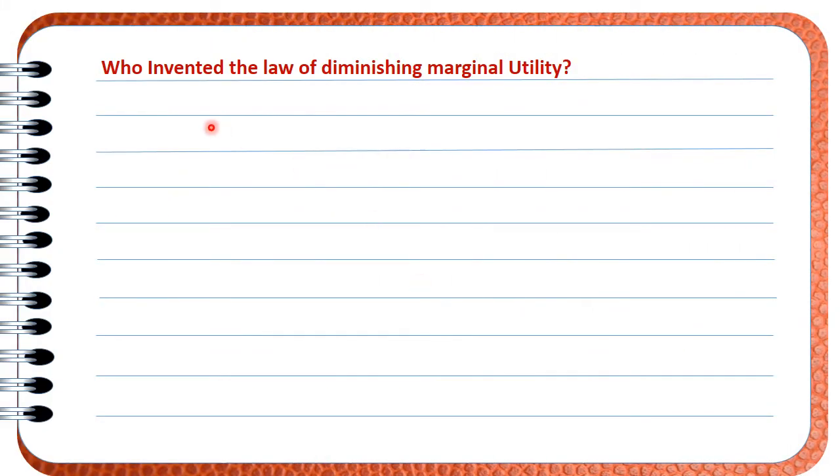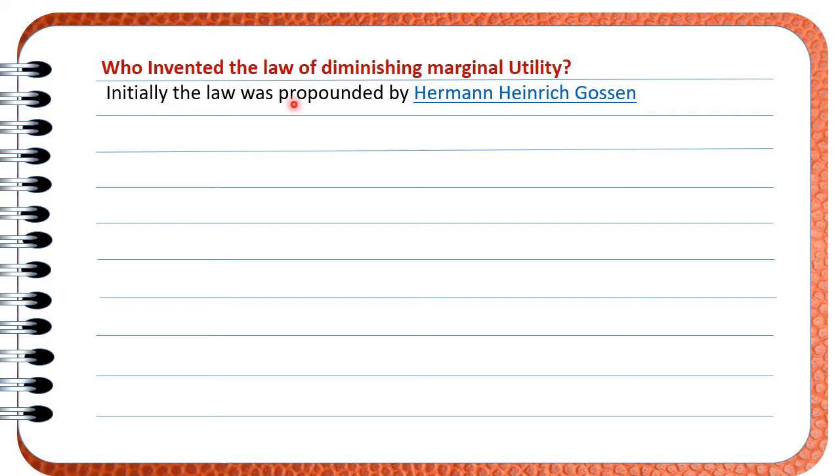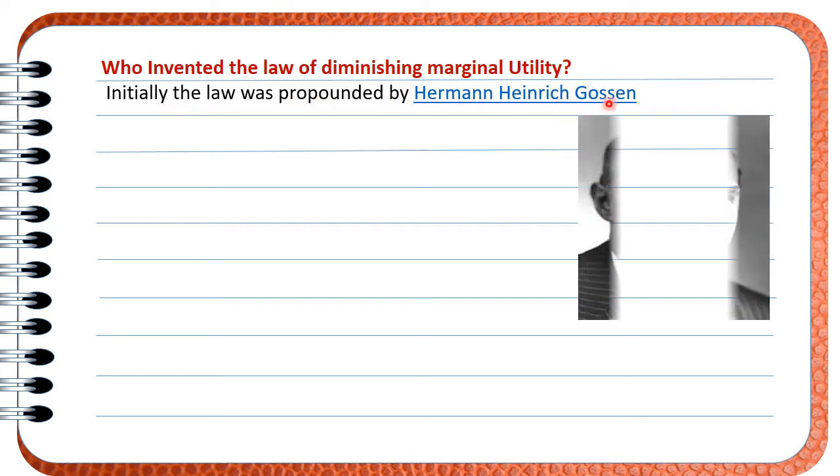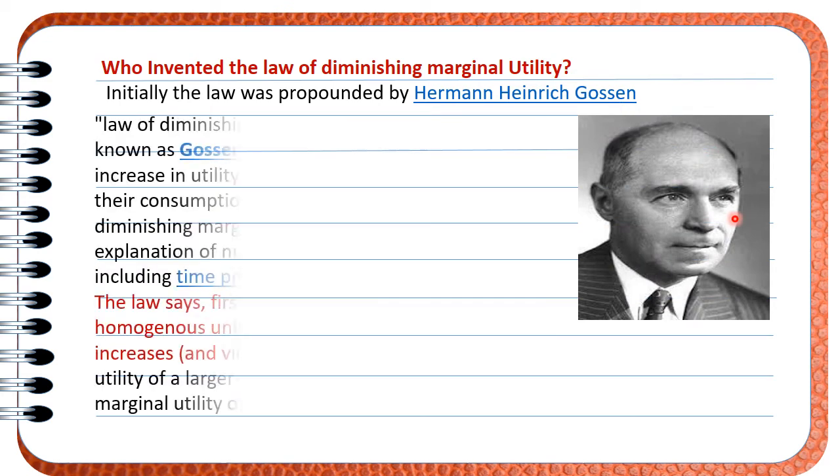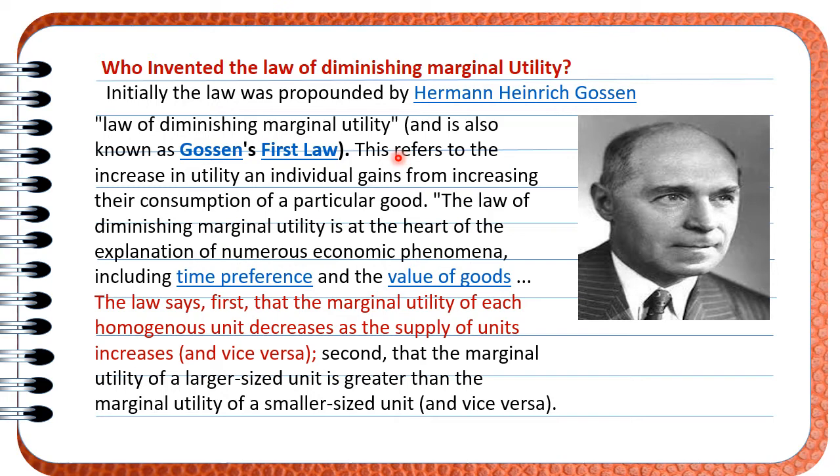Now the million dollar question is, who invented the law of diminishing marginal utility? Let us see. Initially, the law was propounded by Hermann Heinrich Gossen. He is Hermann Gossen. The law of diminishing marginal utility is also called Gossen's first law of consumption. Why? Because it was propounded by Hermann Heinrich Gossen.